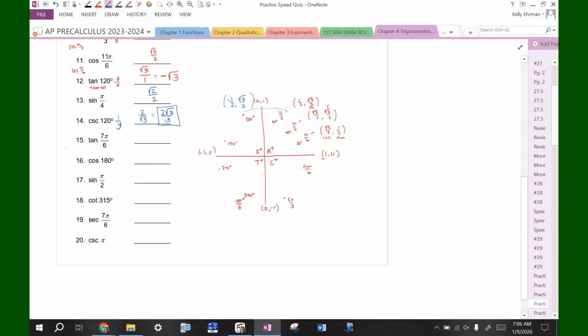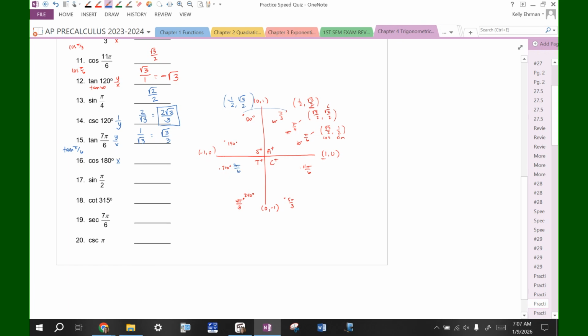Tangent of 7 pi over 6. So figure out tangent of pi over 6. Tangent of pi over 6 is y over x. So 1, that numerator, over radical 3, because the 2's would cancel out. That's radical 3 over 3. And then is it positive or negative? You're in quadrant 3 at 7 pi over 6. Tangent's positive.